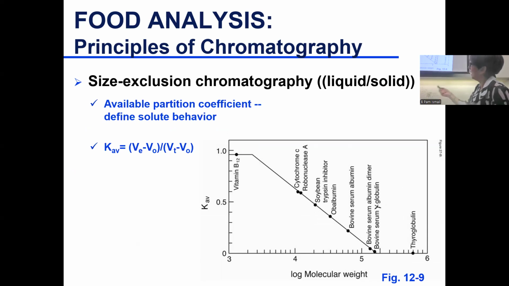Then you calculate that constant and you plot it against the log of standards, then you can find the molecular weight of your solute of interest. We always have to run standards if we want to determine the molecular weight of our solutes. But sometimes you don't really have to determine the molecular weight of the solute. You just use the technique to separate components and collect them based on their size.